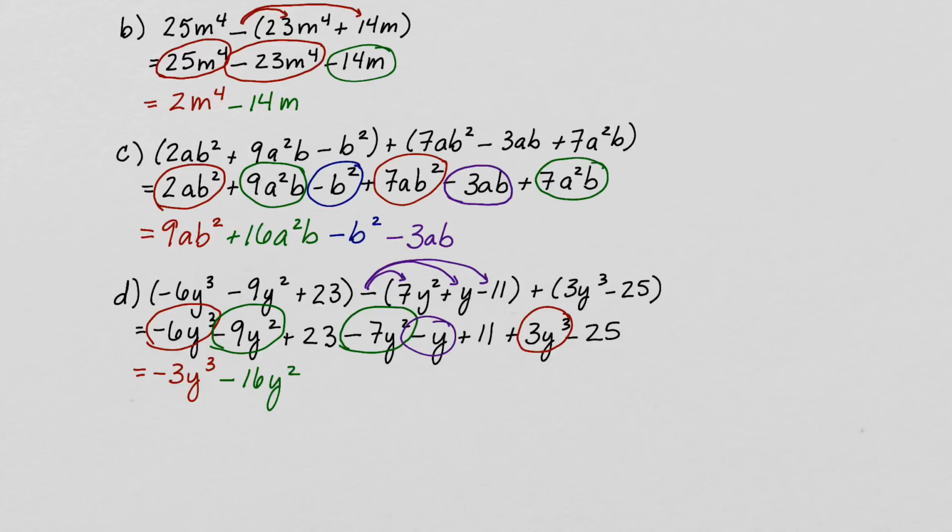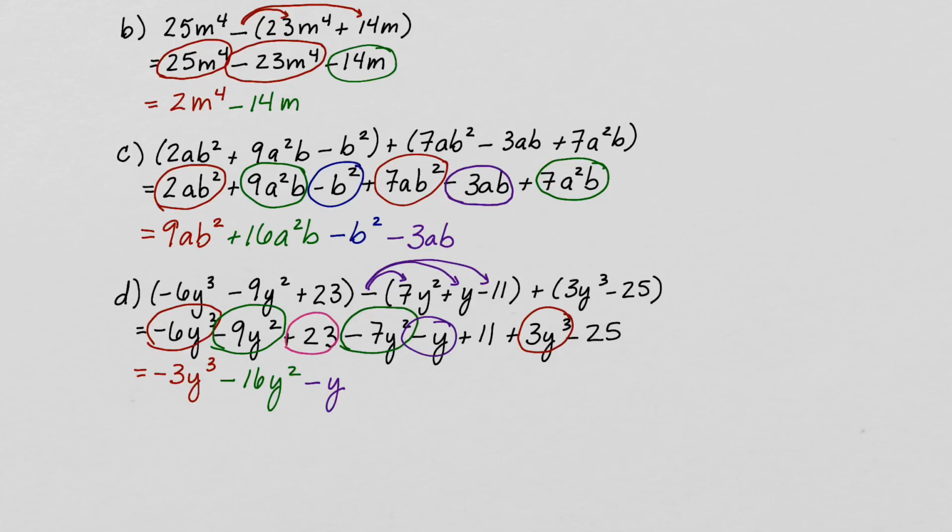In this case, there's only one y part, so I'm going to have minus y. And then I need one more. If you look, this is a number all by itself without a variable. This is a number all by itself without a variable. And this is a number all by itself without a variable. So I'm going to add them together. 23 plus 11 would give me 34, and 34 minus 25 is 9. So I'd have plus 9. So my final answer is minus 3y cubed minus 16y squared minus y plus 9. And that's all there is to really adding and subtracting polynomials.